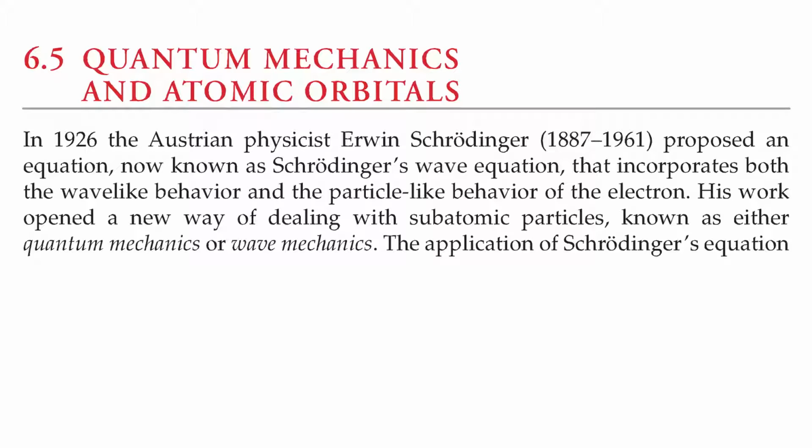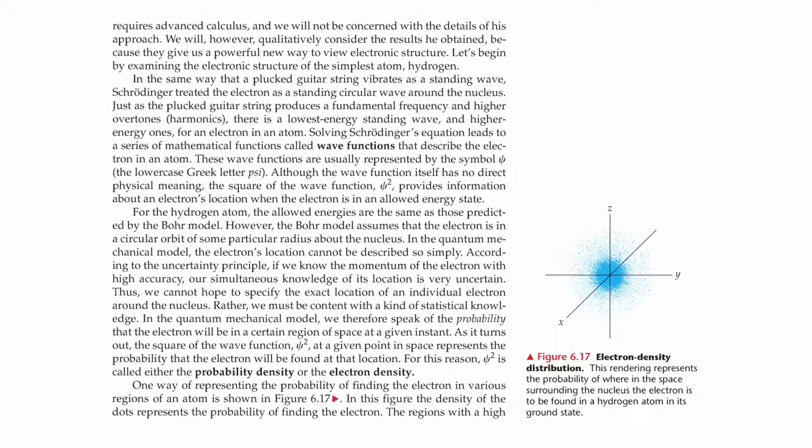The application of Schrödinger's equation requires advanced calculus and we will not be concerned here with the details of his approach. We will, however, quantitatively consider the results he obtained because they give us a powerful new way to view electronic structure. Let's begin by examining the electronic structure of the simplest atom, hydrogen.